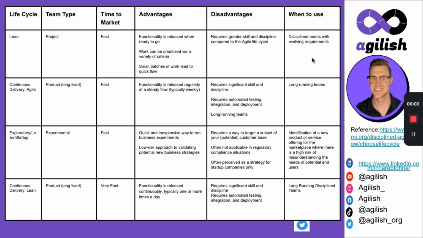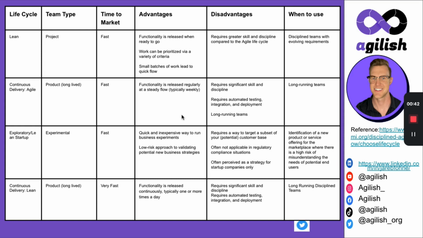So the last two are continuous delivery, right? We get Agile and Lean. And these are very similar to their counterparts, so Agile or Scrum and just Lean. The only difference is that this one has a pipeline, a DevOps or automated pipeline. So it's really important that there is some steady flow of functionality. You can see in Agile, regular and steady flow, typically weekly. So you're saying in this continuous delivery Agile operating model that you're deploying weekly to production, to customers.